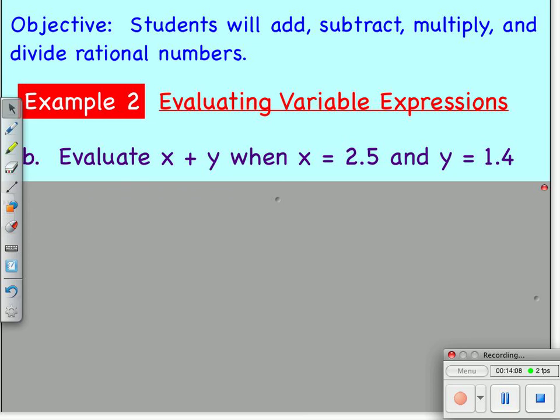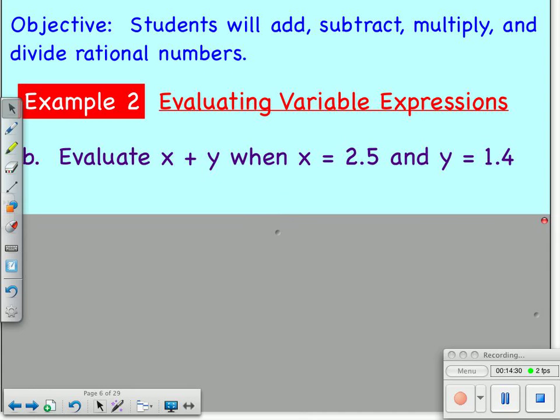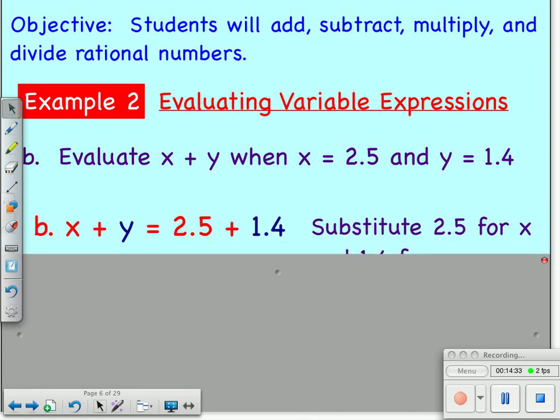Okay, this is the second one, letter B. Evaluate x plus y when x equals 2 5/10 and y equals 1 4/10. So you're going to give the value of x plus y. And first, of course, just like you did before, we're going to substitute. So instead of writing x, we're going to give the value of x, which is 2 5/10. So we're going to write 2 5/10 in place of x. We're adding, so we go ahead and write the addition symbol here as well.